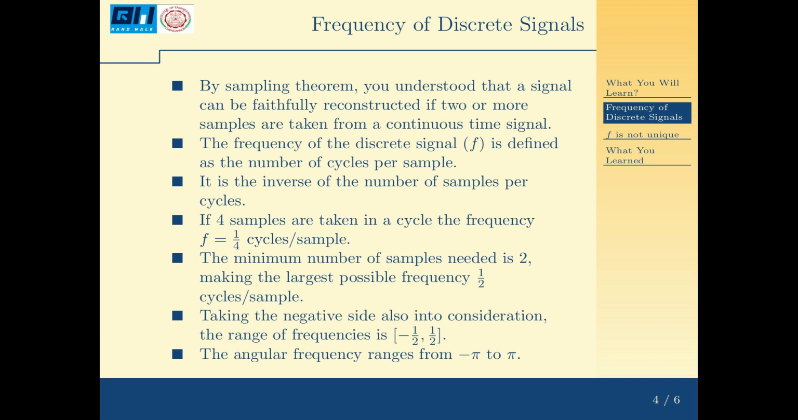And what is the maximum frequency? What is the minimum number of samples needed by sampling theorem? It is 2 samples. You need to take at least 2 samples out of a period. So that is the minimum number of samples. So the maximum frequency should be 1/2. So the frequency of the discrete signal spans the range minus half to half, or the angular frequency omega ranges from minus pi to pi. Now this is something very bizarre, because all continuous frequencies from minus infinity to plus infinity are mapped onto the small interval minus half to half upon sampling.